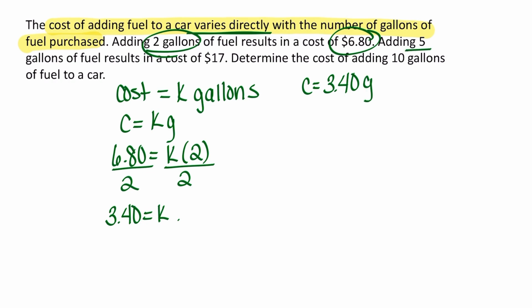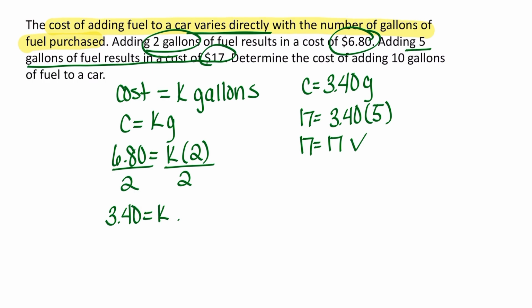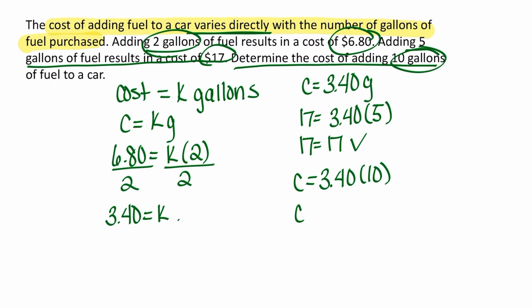So it tells us that adding 5 gallons results in a cost of $17. We can use that to check and make sure that our equation is correct, right? So 17 equals $3.40 times 5. So if we multiply that out, 3.4 times 5 is 17, so that is the correct equation. Now it wants us to find the cost when you add 10 gallons. So we can say that cost equals 3.4 times 10 gallons. So that means that cost equals 3.4 times 10, which is 34. So the cost will be $34 when you buy 10 gallons of gas.